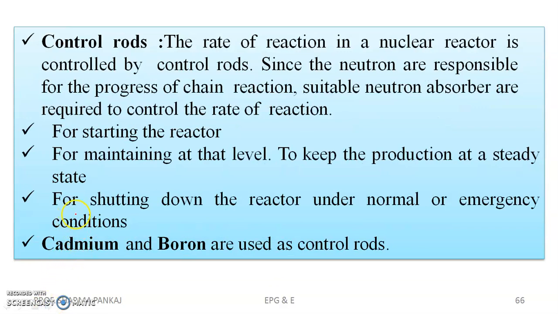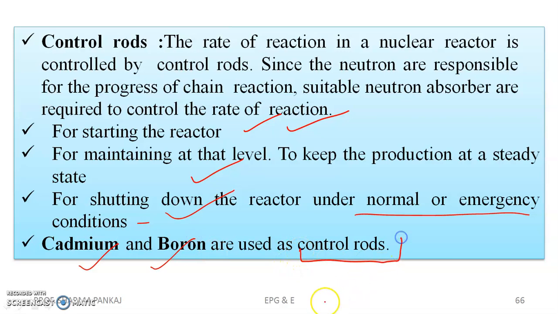Control rods. The rate of reaction in a nuclear reactor is controlled by control rods. Since neutrons are responsible for the progress of the chain reaction, suitable neutron absorbers are required to control the rate of reaction, for starting the reactor, for maintaining it at that level to keep the production at a steady state, and for shutting down the reactor under normal or emergency conditions. Cadmium and boron are used as control rods.